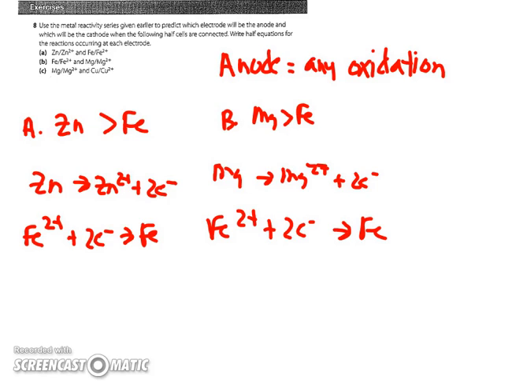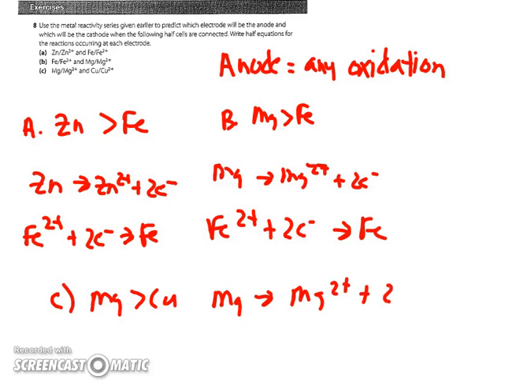And then C, Mg versus copper. Mg is more reactive than copper. So Mg is going to be oxidized to Mg2+ and 2 electrons. Well, copper ion is going to be reduced and gain those 2 electrons to become copper metal.